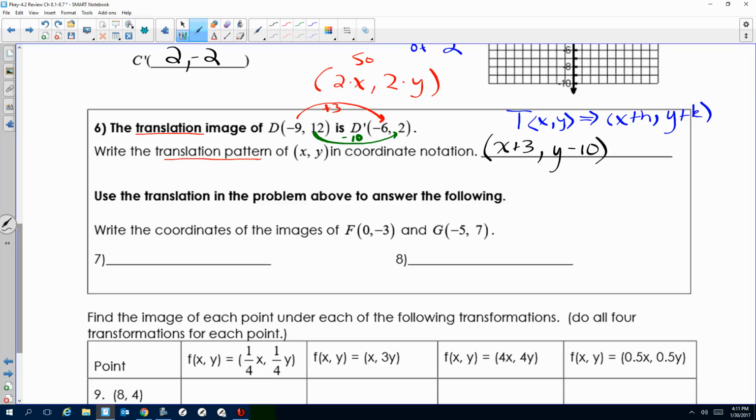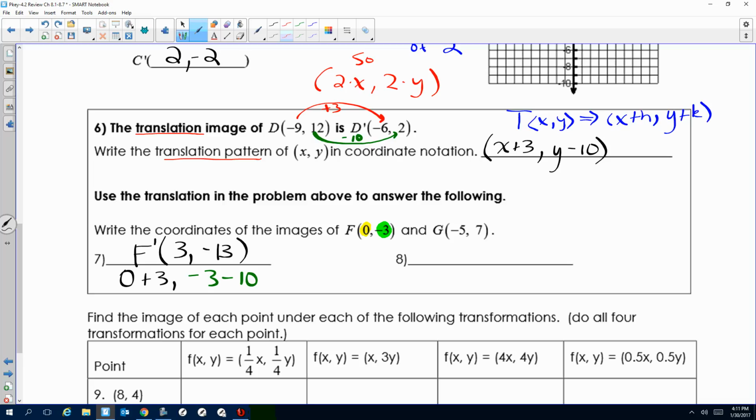And now they want us to apply the above rule to the following points. So for f prime, because we're adding 3 in our coordinates, the 0 is our x, the negative 3 is our y. So to get our prime, we're going to do 0 plus 3, and then we're going to do our negative 3, which is our y, negative 3 minus 10. We're just plugging into the form. So f prime would be 3, comma, negative 13.